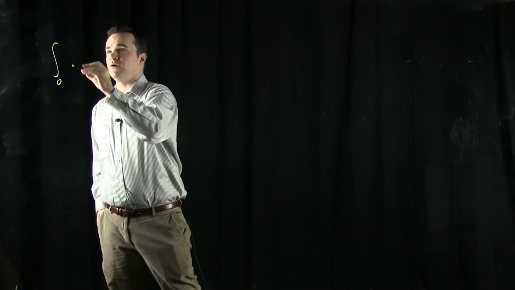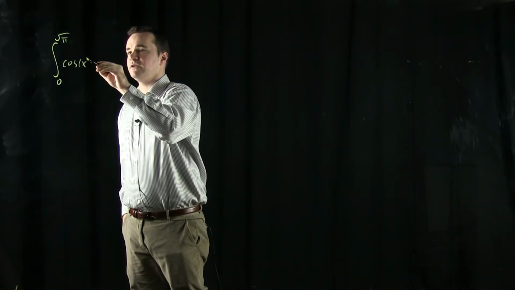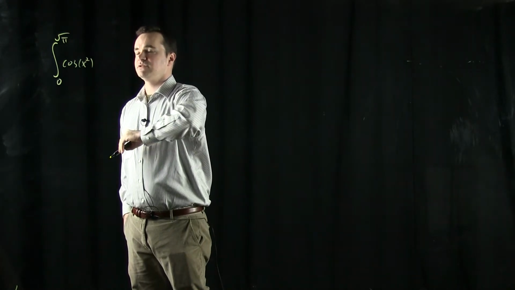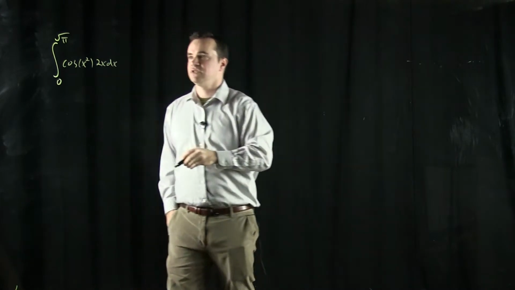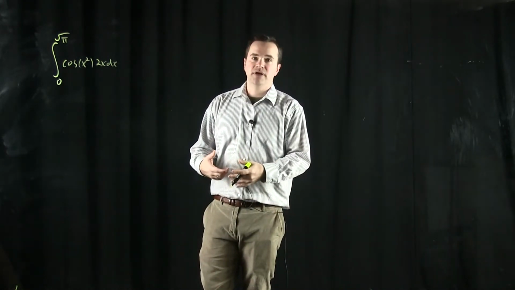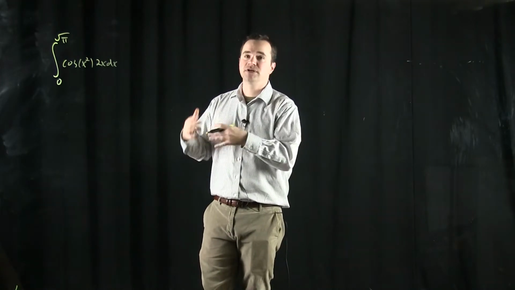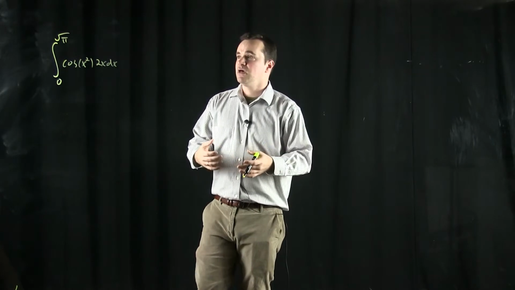Say that you've got this definite integral from 0 to square root of pi, of cosine of x squared times 2x dx. And you want to apply the substitution rule. The first thing that you want to think of is what's going to be the change of variable, or what's going to be the thing that you're substituting.